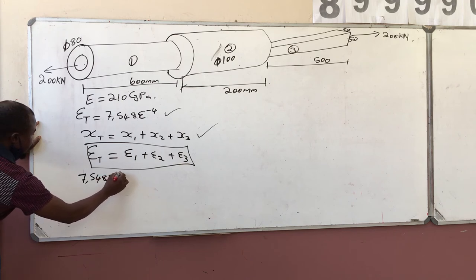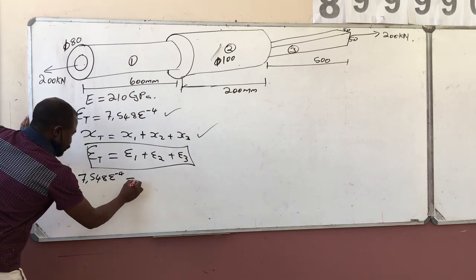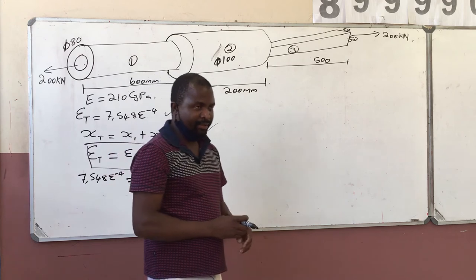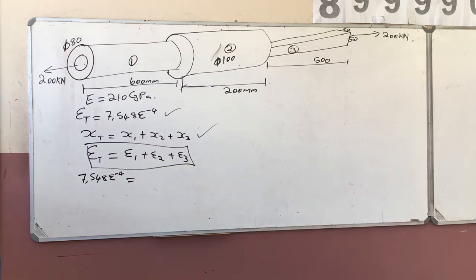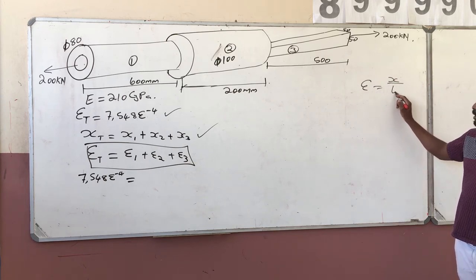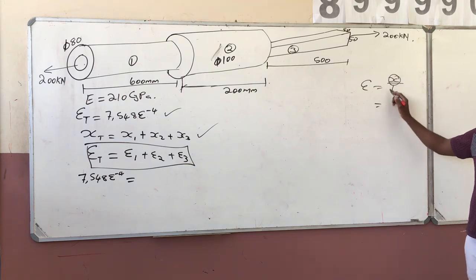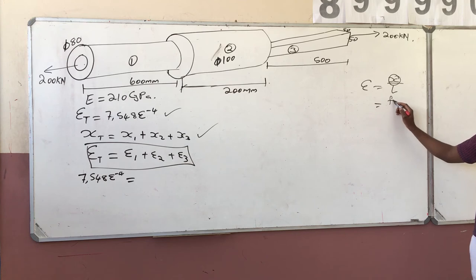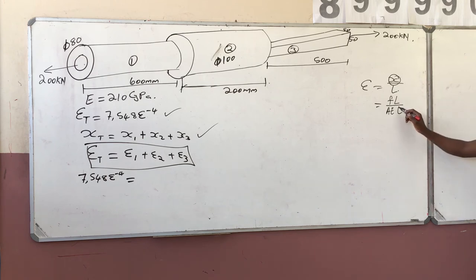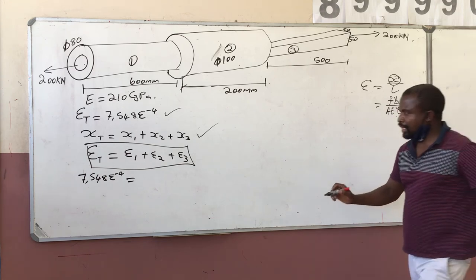7.548 exponent negative 4 is equals to 3. Yesterday we said strain is equals to x over L, right? And what is x? What is F? FL over A times E, times this L. You understand that one? So meaning this L and that L will cancel, right? We are left with F is equal to AE. It's correct, right? So meaning I can substitute here.